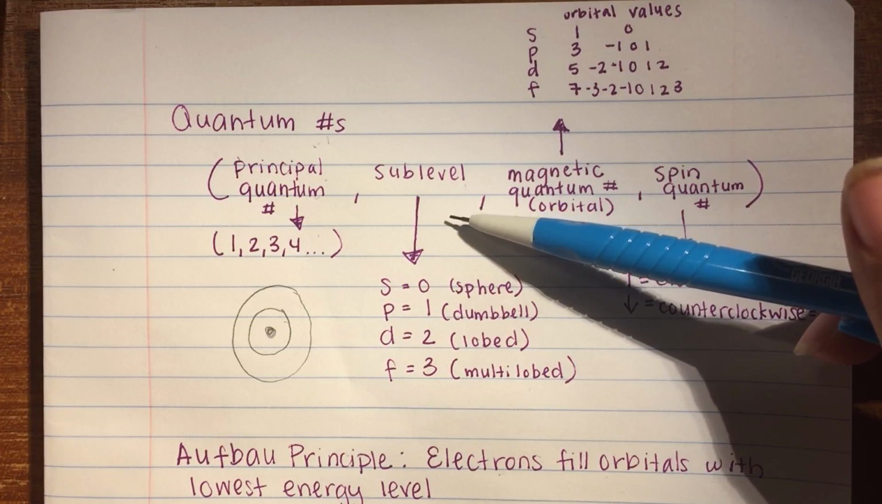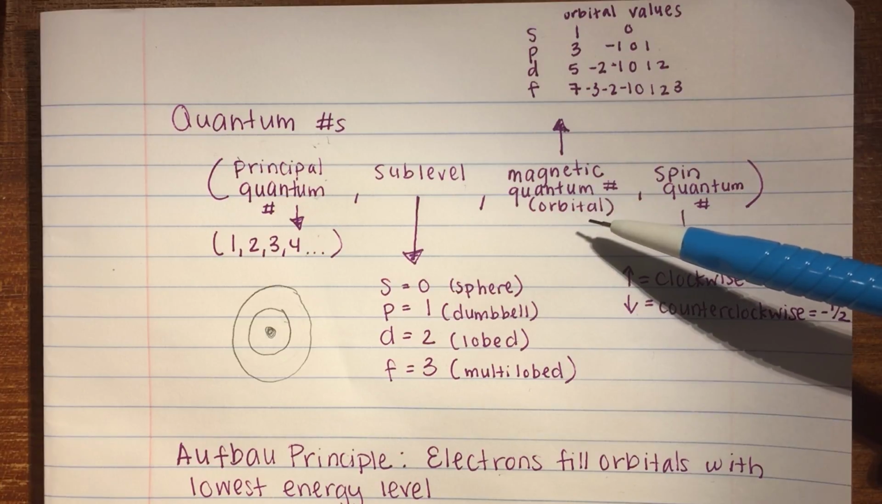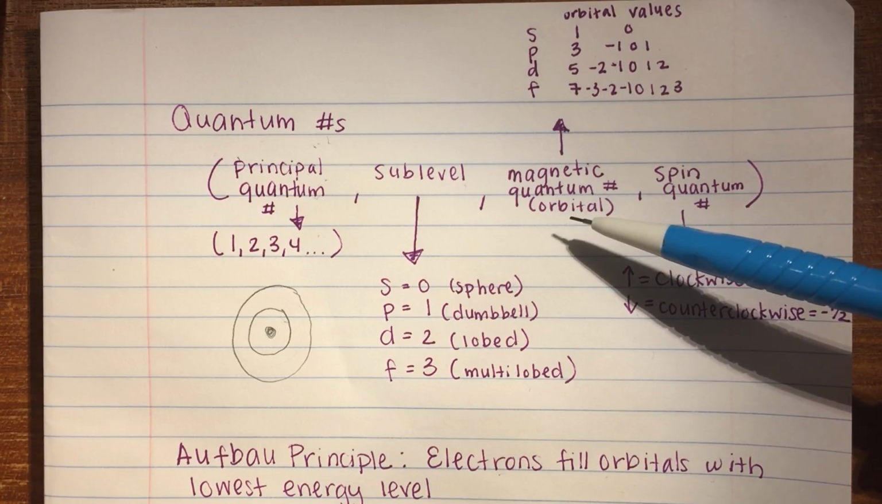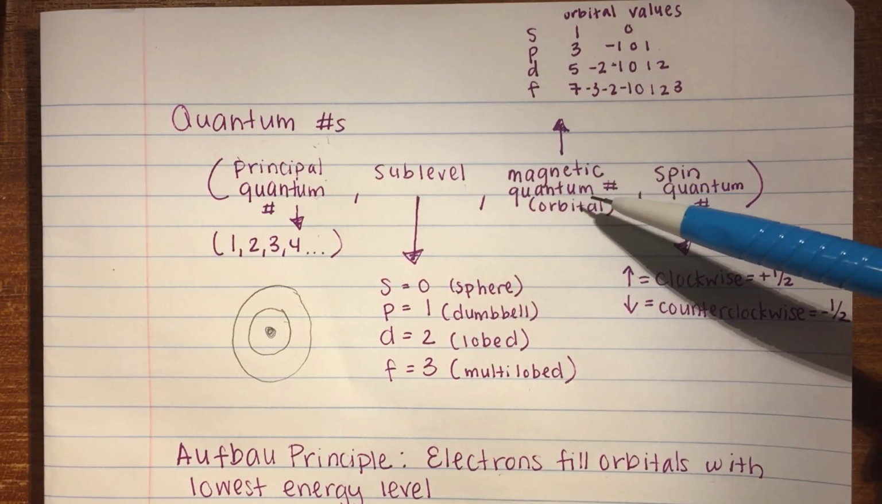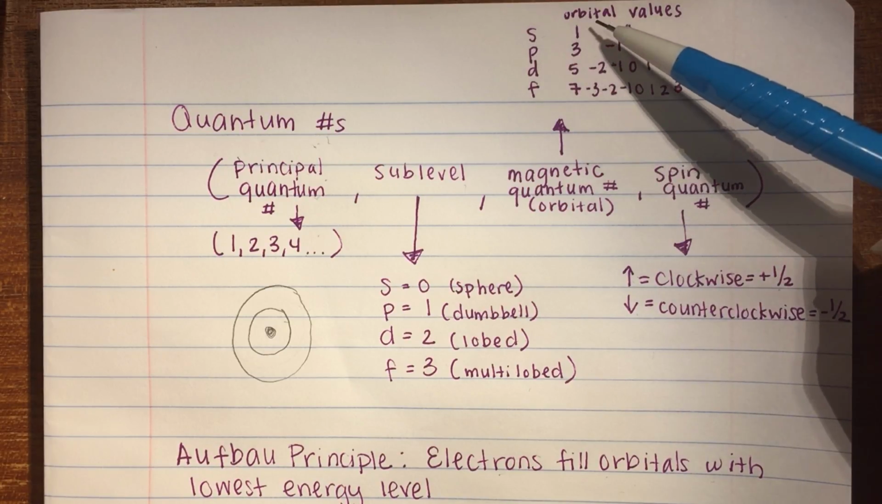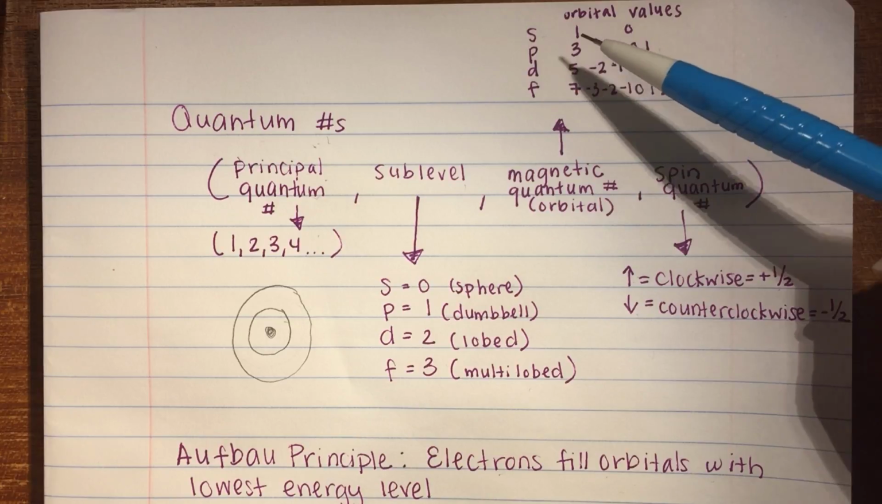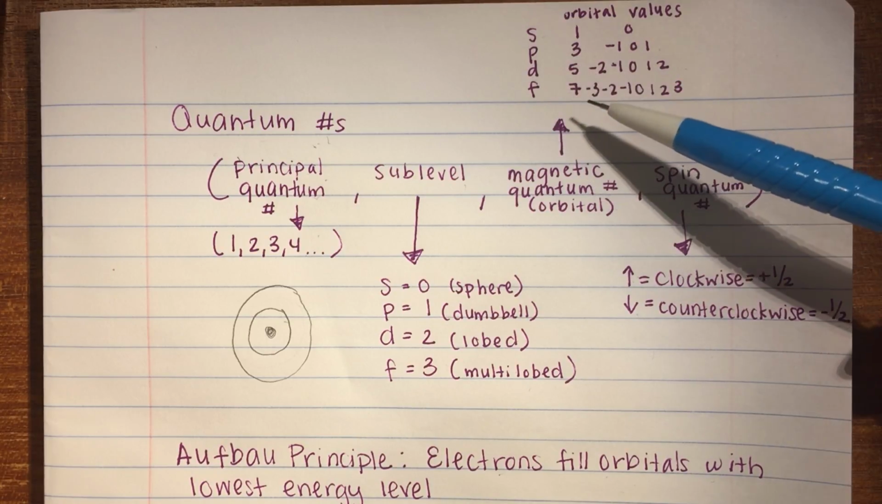and so that's the quantum number for that. The third quantum number is the magnetic quantum number, or it's looking at what orbital is the electron in. So if the principal quantum number is the floor and the sublevels is the type of room, think of orbitals as beds. So an S room could only have 1 bed, a P could have 3, a D could have a 5, and an F could have 7.